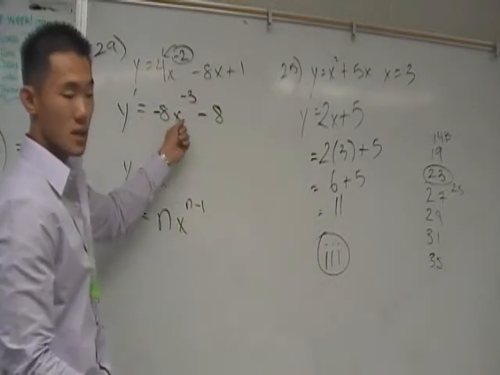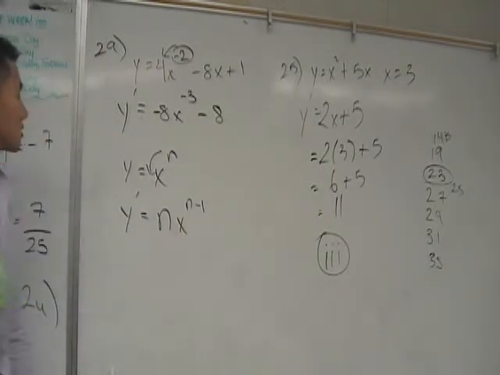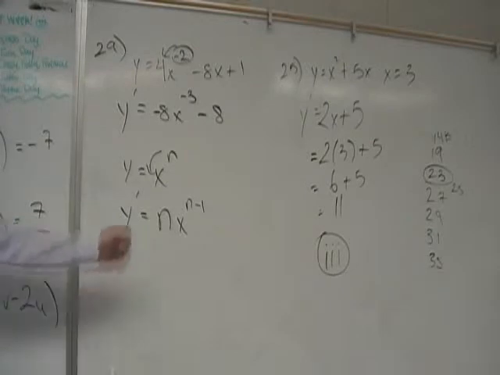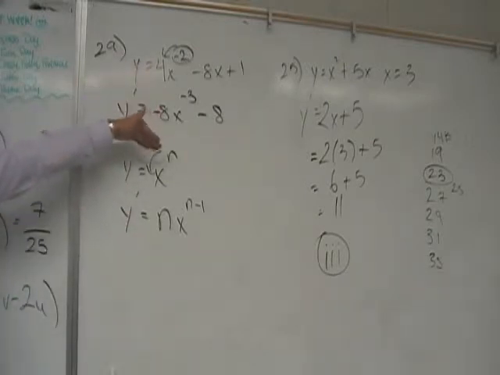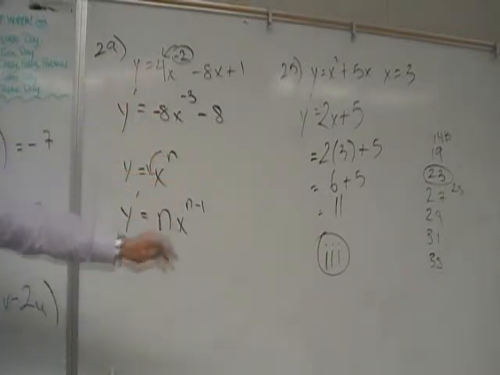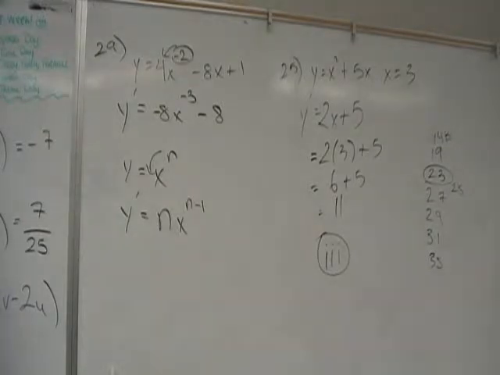I don't know if they changed that to a fraction. It is a fraction. Alright, so now that you've dealt with the negative exponent, you should be able to do 35, because it's just negative exponents again.